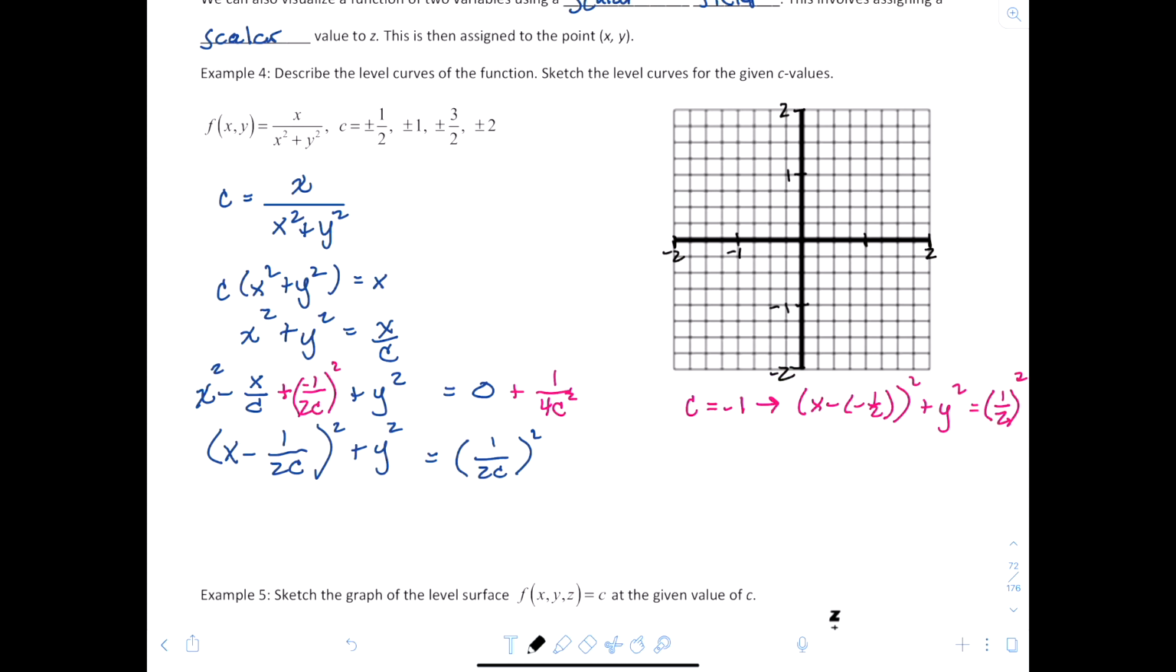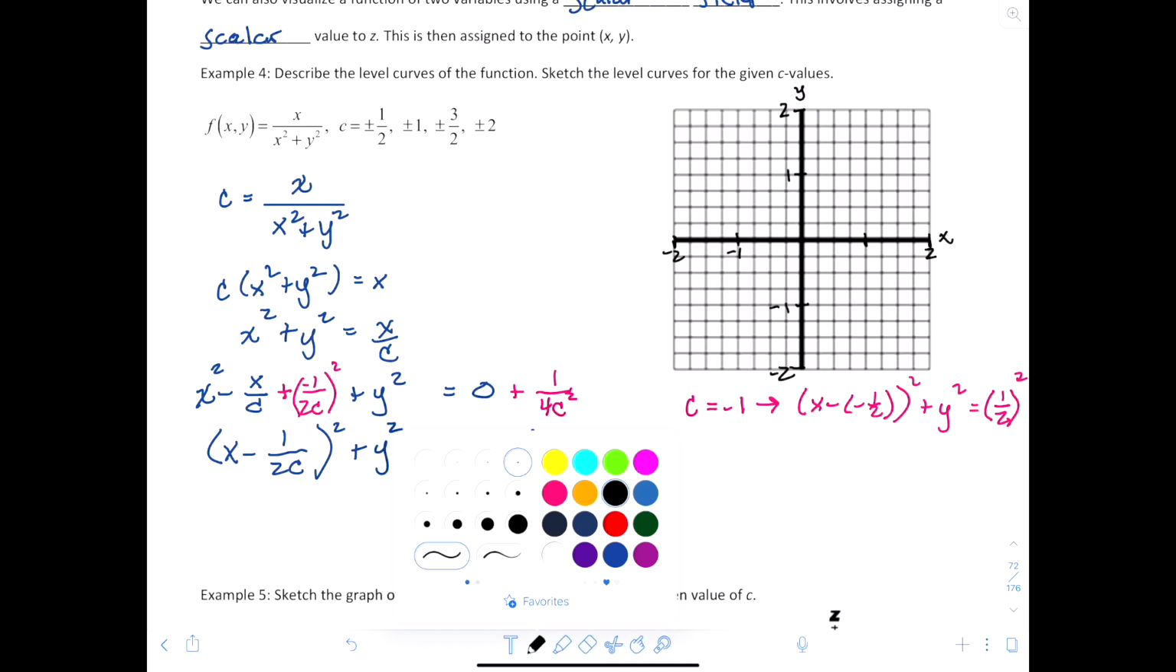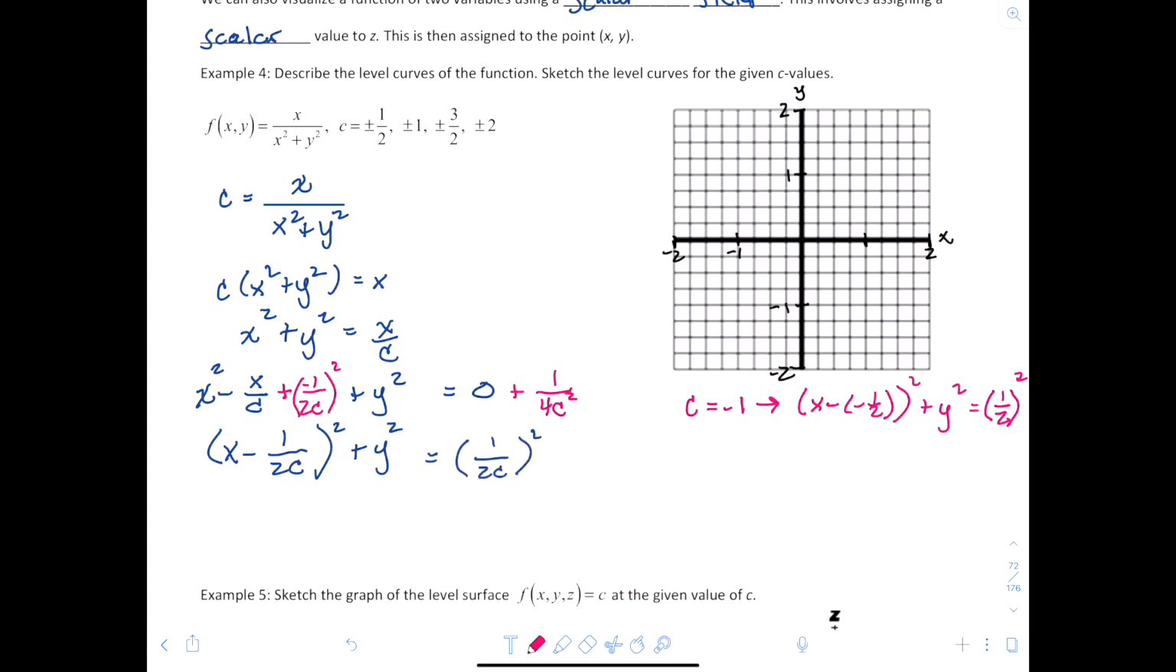Okay, so here we go. And again, these are our level curves. So we have, this is x and this is y. And so for our very first one, remember it says a circle centered at -1/2, 0, so -1/2, 0 with a radius of 1/2.